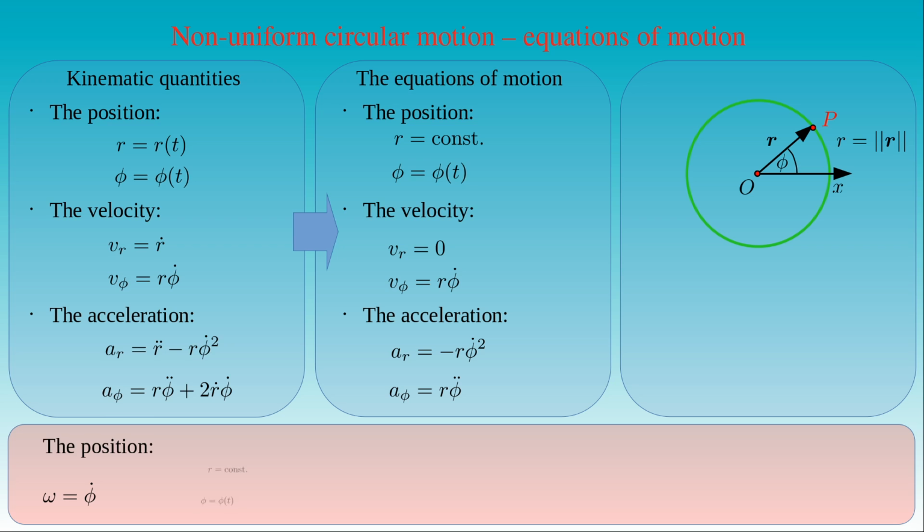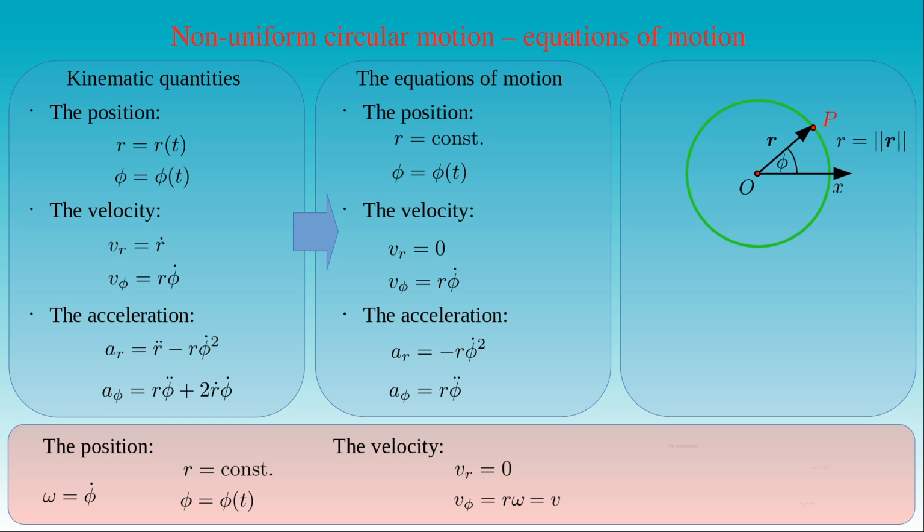The position of the body is given by the radial coordinate r, which is equal to the radius of the circle, and the azimuthal angle phi, which is an arbitrary function of the time t. The velocity of the body is the following. Its radial component vanishes, while its angular component is equal to the angular velocity omega times the radius r, and it is equal to the speed v of the body measured along the circle.